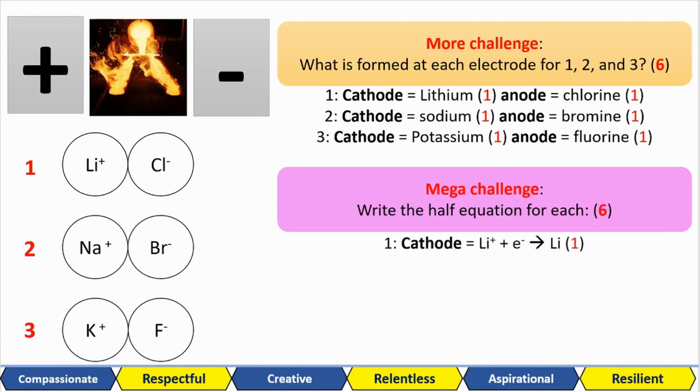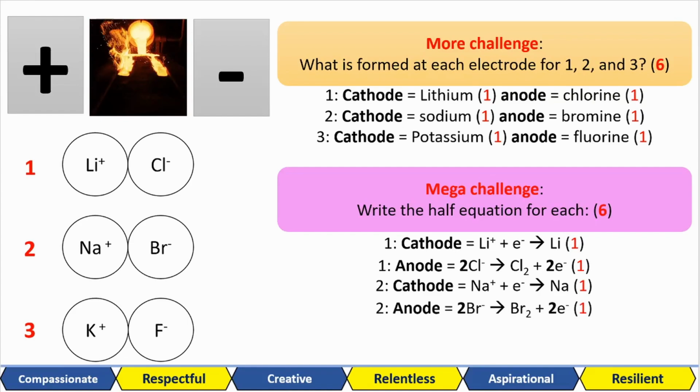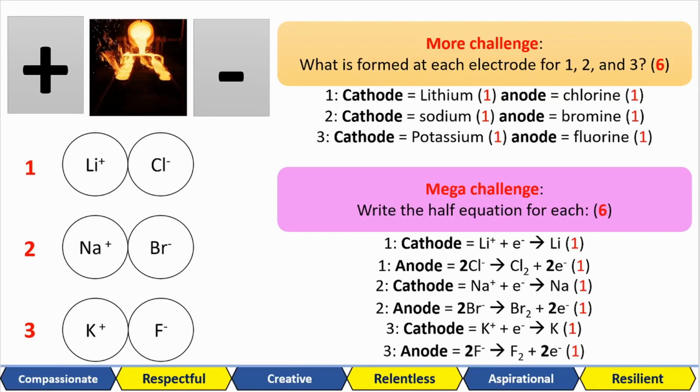The lithium ion would gain an electron to become a lithium atom. The 2 chloride ions will both lose an electron to form a chlorine molecule. The sodium ion will gain an electron to become a sodium atom. The 2 bromide ions will lose an electron to form a bromine molecule. The potassium ion will gain an electron to become a potassium atom. And the 2 fluoride ions will lose an electron each to form a fluorine molecule.